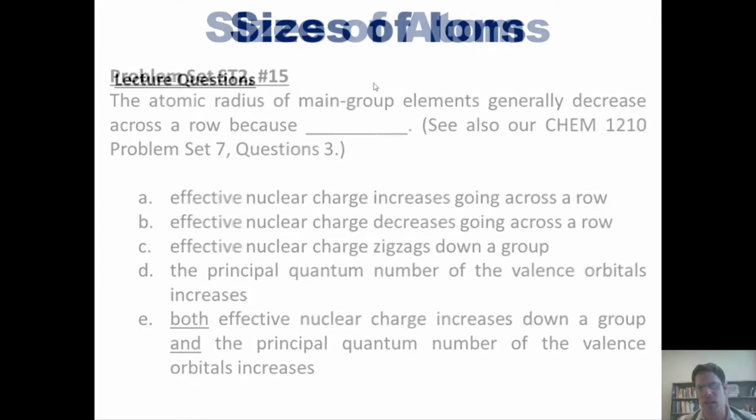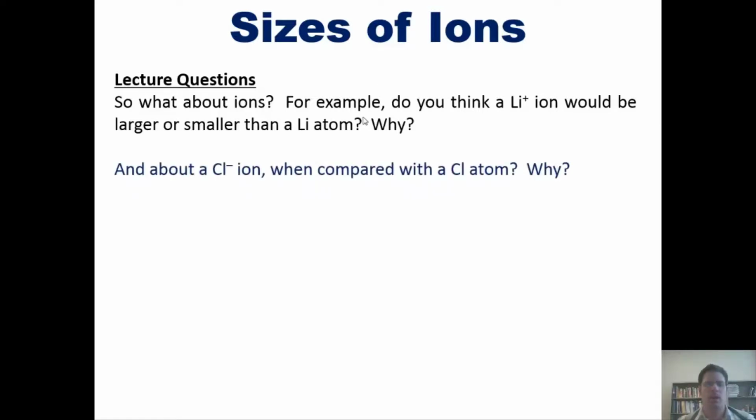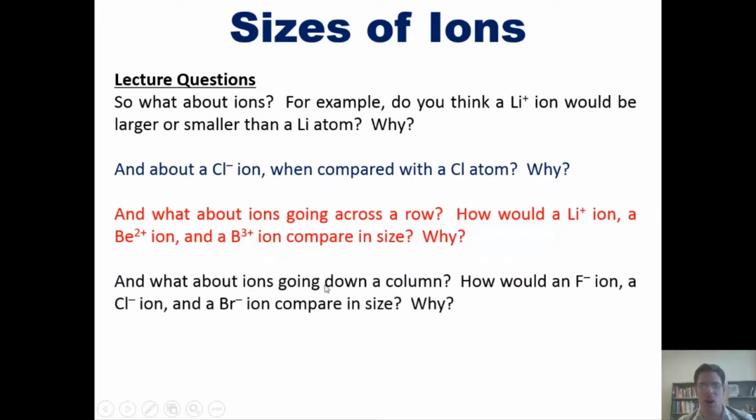So this brings us to a different topic. What about ions? For example, do you think that a lithium plus ion would be larger or smaller than a lithium atom? And why? And what about a chloride ion when compared to a regular neutral chlorine atom? Why? And next, what about ions going across a row? How would a lithium plus ion, a beryllium 2 plus ion, and a boron 3 plus ion compare in size? And why? And what about ions going down a column? How would a fluoride or a chloride or a bromide compare in size?